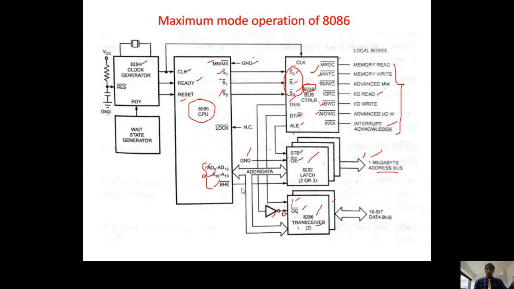Here also the command is given by the processor, which is the master, but that information is given to the bus controller. Accordingly, the bus controller activates the latches and transceivers, and performs the read or write operation. But overall the entire thing is controlled by the processor only, and the bus controller is like a slave. It takes commands from the processor and works accordingly. Like that we can analyze the maximum mode operation of 8086.